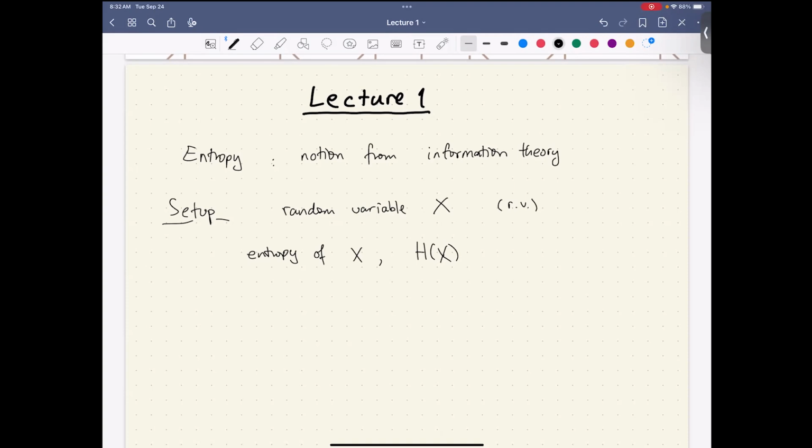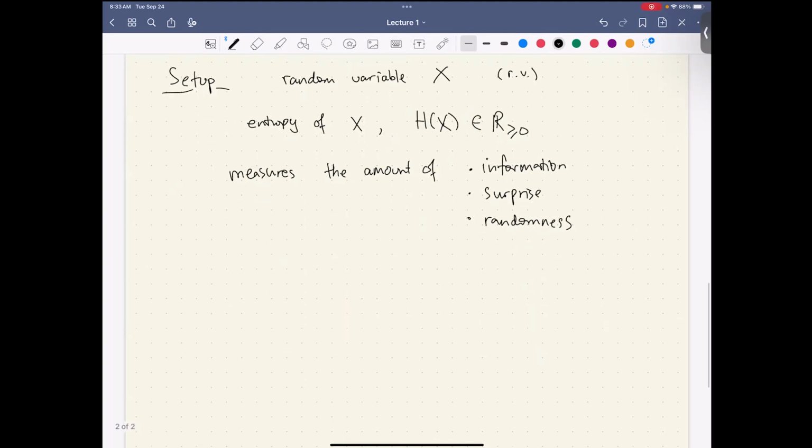This is a non-negative real value, which measures sort of the amount of information. You can think of the amount of information the random variable carries, or sometimes it's helpful to think of the amount of surprise or the amount of randomness. So let me illustrate through a very, very simple example what this means.